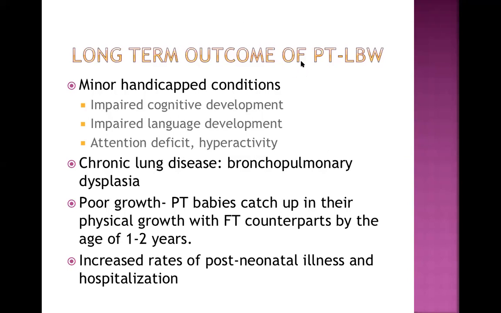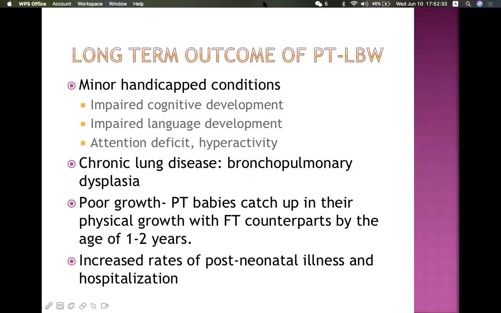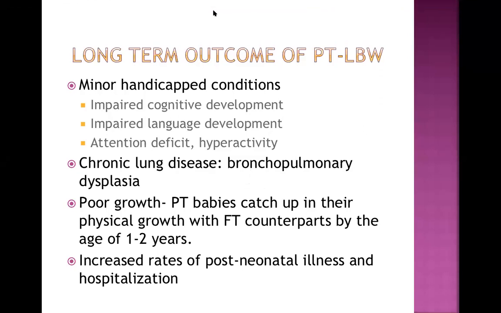Another problem which may happen in them is chronic lung disease, and we already talked about that. That is called bronchopulmonary dysplasia. These babies have respiratory distress syndrome of prematurity or hyaline membrane disease. To treat this condition, we need to intubate them and keep them on a mechanical ventilator for a long time. With that effect, the whole airway will be remodeled, and later on they can have a lot of problems because of that. That is called bronchopulmonary dysplasia.